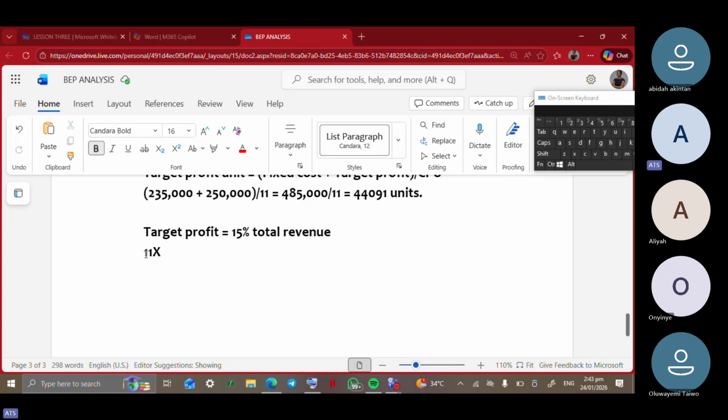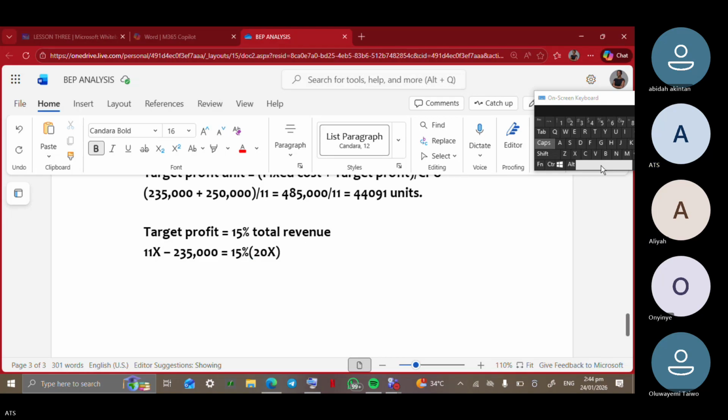Our contribution per unit is 11, and the number of units we are selling is X because we don't know it. When you subtract the fixed cost, which is 235,000, what is it going to give us? It's going to give us 15% of total revenue. Total revenue is now what? The same thing we did earlier, 20x. So it's still the same thing, right? Are you with me?